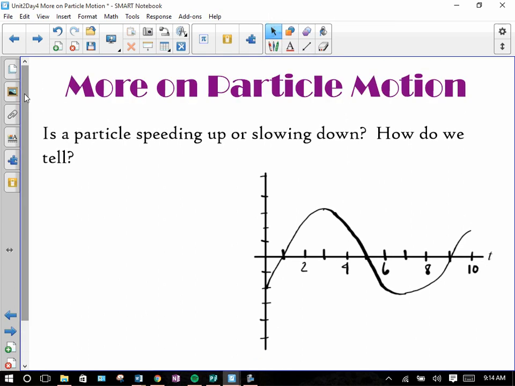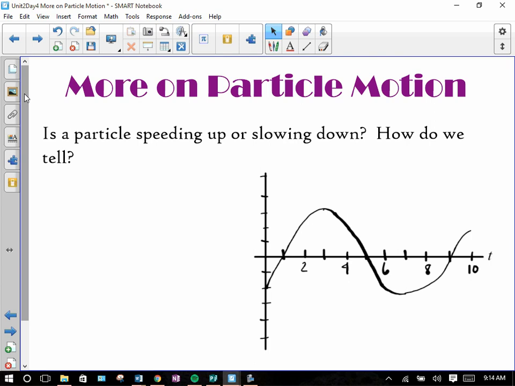What day is that? One day we were talking about particle motion. We came up with the conclusion that if the velocity was greater than zero, we knew that the position was moving to the right. We also knew that if the velocity was less than zero, the particle is moving to the left. And if the velocity was zero, then the particle was at rest. It wasn't moving.